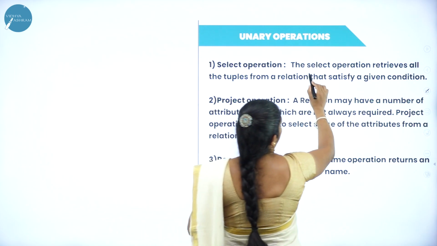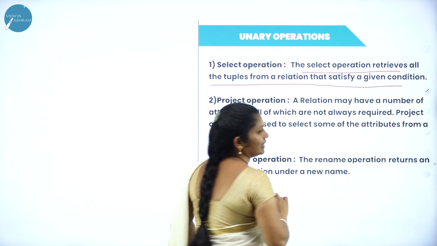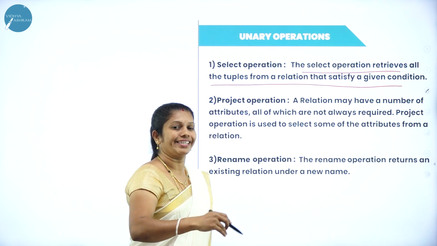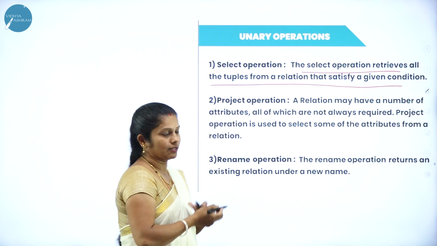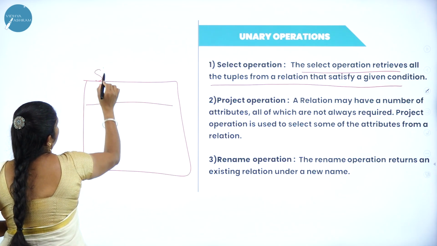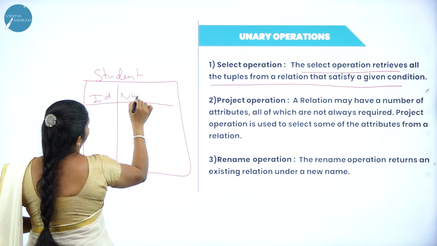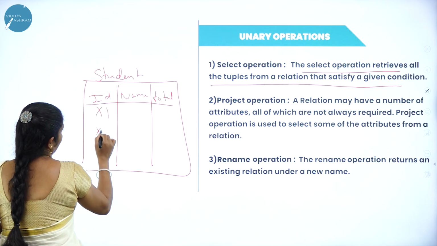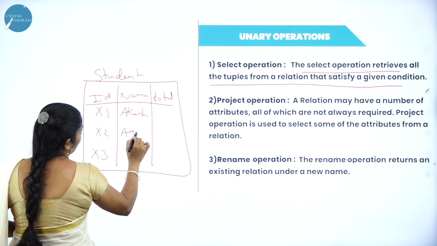When we come to the select operation, the select operation retrieves all the tuples from a relation that satisfy the given condition. It will consider only one table. On that table, whichever record we want, depending upon the requirement of the user, here it will retrieve the values. For example, the same example, only one table here I am going to consider. For example, student. On this student table, student ID as well as name, and then for example total. These are the attributes: ID x1, x2, x3, name Akash, Ajay, Anup.